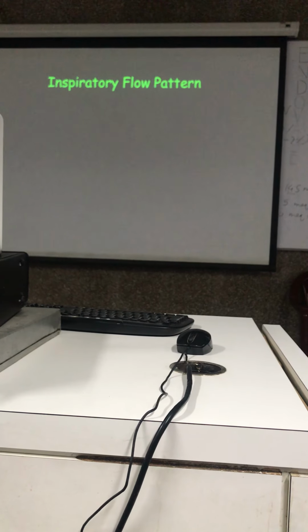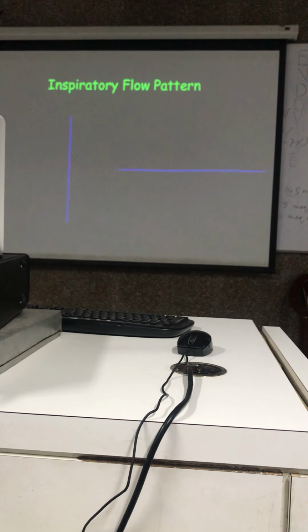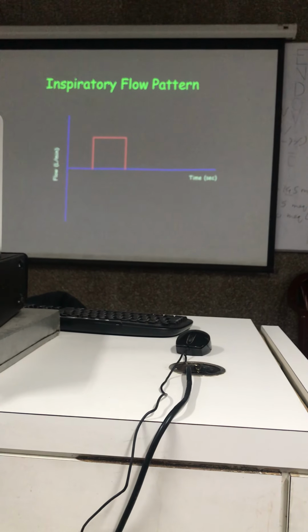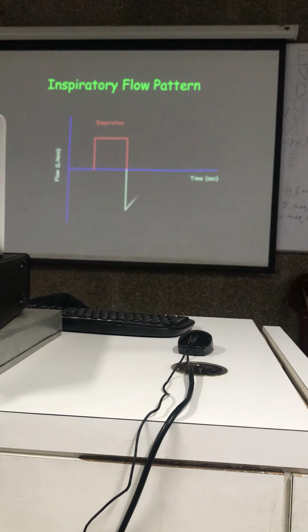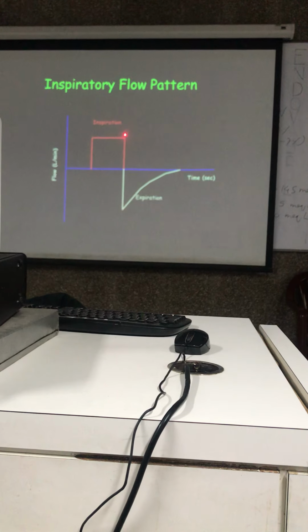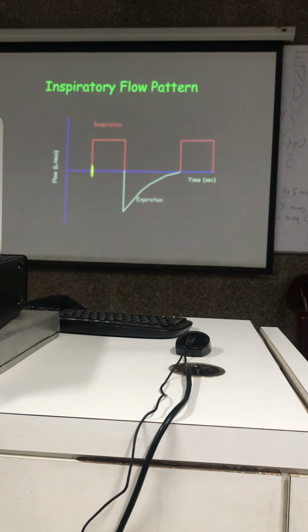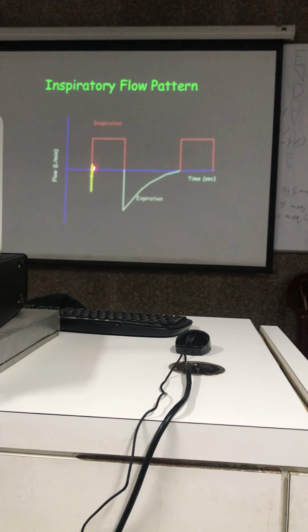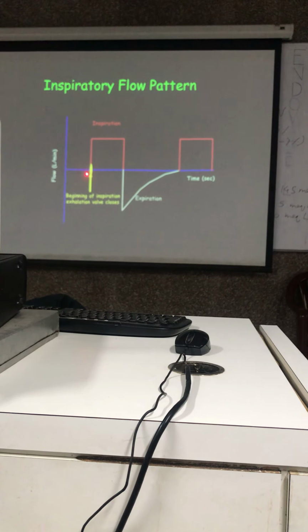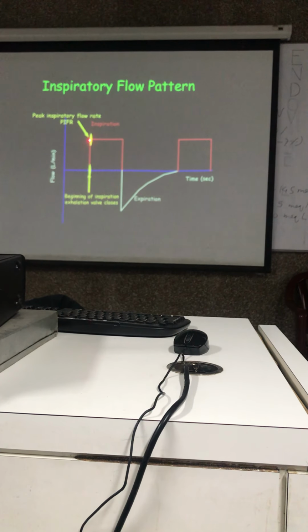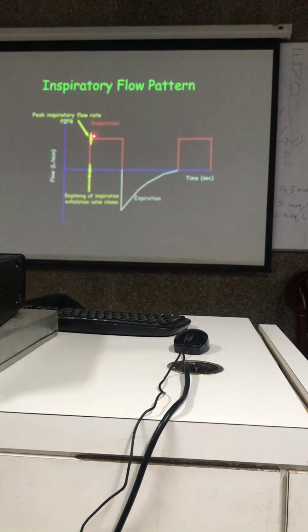Let's go back to this graphic. Okay, so when you look at a flow pattern, when you look at each waveform, there is an inspiratory pattern, there is an expiratory pattern, which we already addressed. Then when you look at it, this is where the inspiratory valve opens. The expiratory valve closes and the inspiratory valve opens, and that's where the initiation of inspiration takes place.